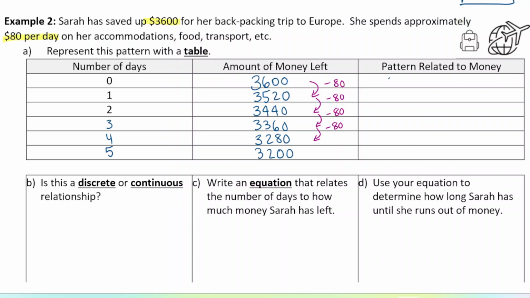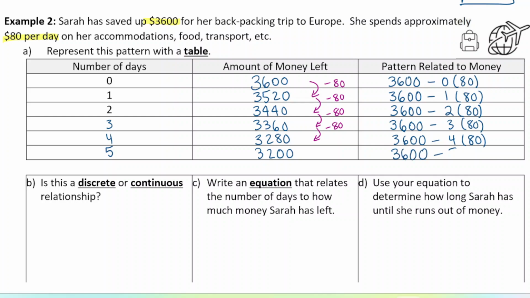So start with what we began with, which is 3,600, and then every time a day passes, so at the beginning we've had 0 days, so it's going to be 0 times 80, but every time a day passes, we're going to subtract $80 off. So after 2 days, we'll have subtracted 2 times $80. After 3 days, we'll have subtracted 3 times $80, and so on. That'll help us come up with the equation later on.